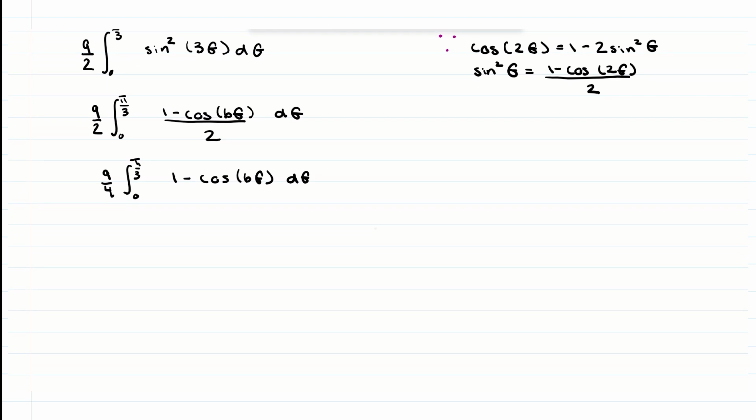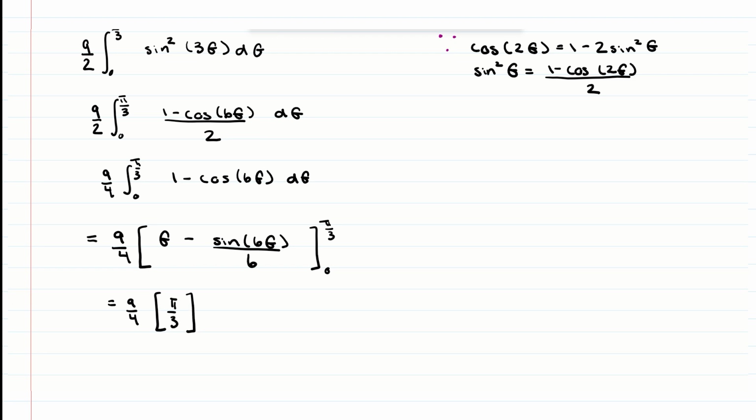And at this point, we can properly integrate. This is pretty manageable. We have 9 over 4, and the integral of 1 gives us theta, minus the integral of cosine of 6 theta, which gives us sine of 6 theta over 6. Plugging in our bounds, that leaves us with 9/4 times pi over 3. And this simplifies to our final answer, 3 pi over 4.